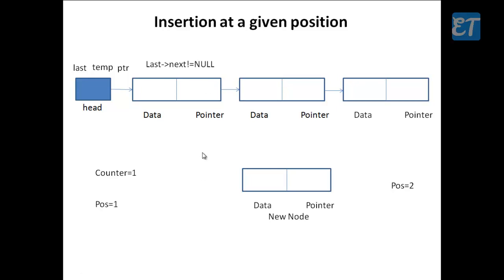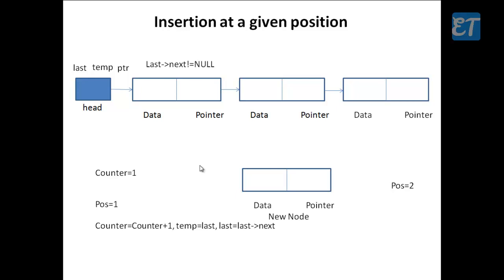And in that loop I'll be checking 3 conditions. One is if position is equal to 1, I'm checking whether the position is 1 or not. No, the position is 2, it is not 1. So I am not going to enter that particular block of code. Position equal to 1 means insertion at the beginning, which we discussed earlier.